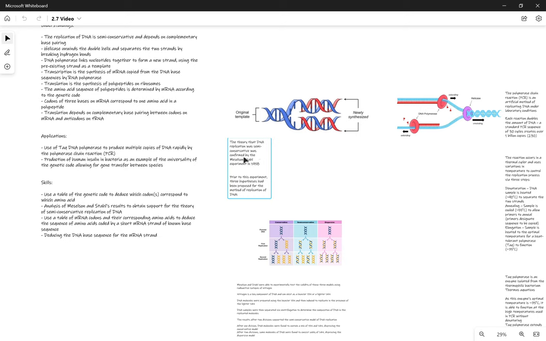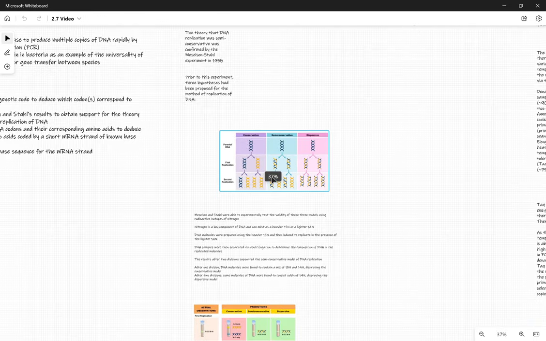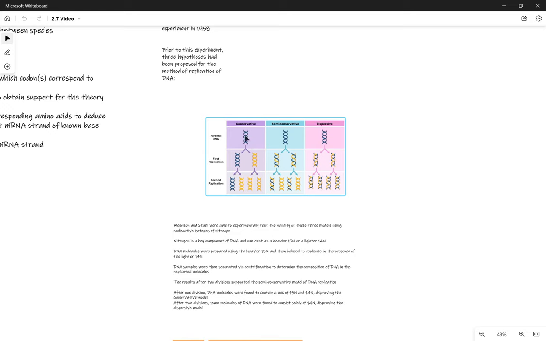It was confirmed by Meselson and Stahl, but prior to this there are a couple of other methods that were proposed of DNA replication. Conservative being the original strand stays and there is a completely new strand made each time. Semi-conservative, which is the right one, means there's one strand that's from the original and one strand that's new in every replication, and then dispersive, where random bits are dispersed.